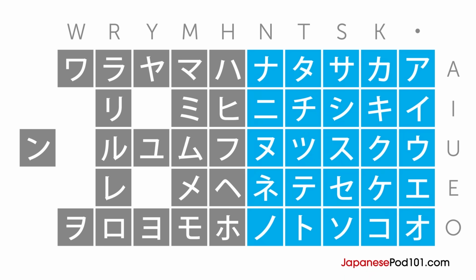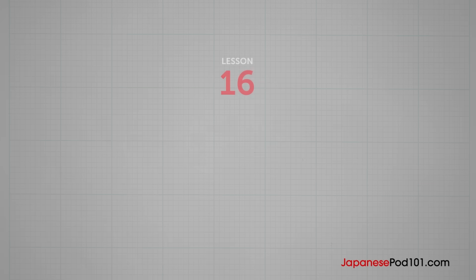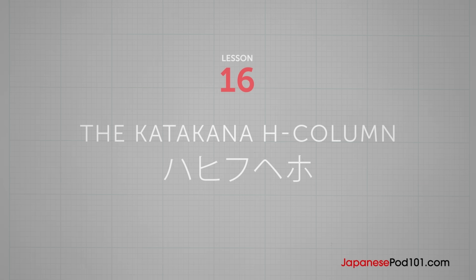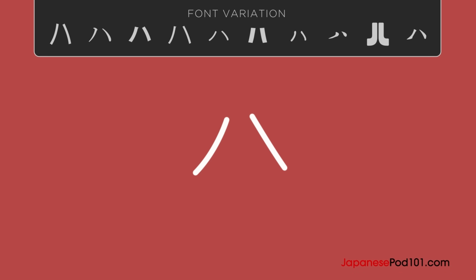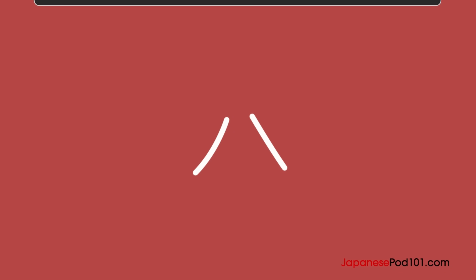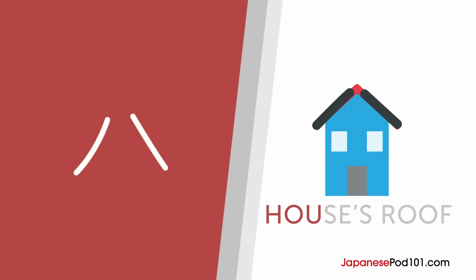You've learned these 25 katakana characters from the previous lessons. In this lesson, you'll learn the 5 katakana characters in the H column. We'll be using the dakten and handakten as well. The first katakana character for this lesson is ha. Ha. To remember ha, imagine it as a roof of a house.